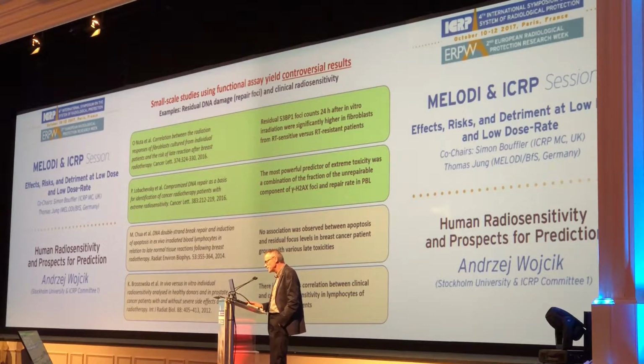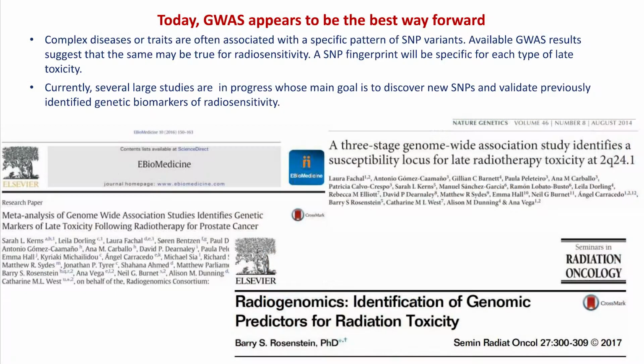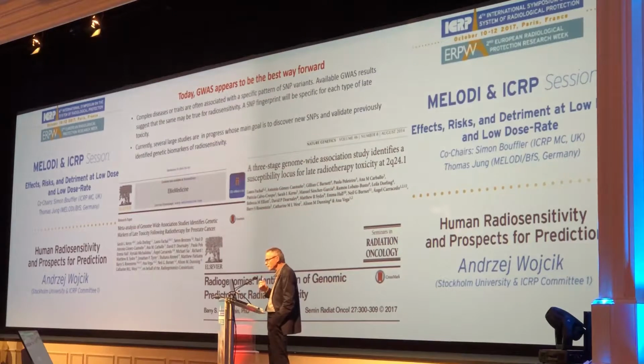I think generally one can say these assays don't really give a clear image. They don't give a clear result saying, yes, there is an assay which is predictive. We don't have an assay like this. It's actually quite disappointing. Now, what about genome-wide association studies?